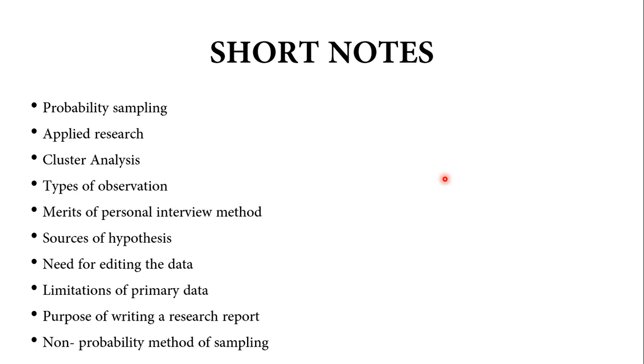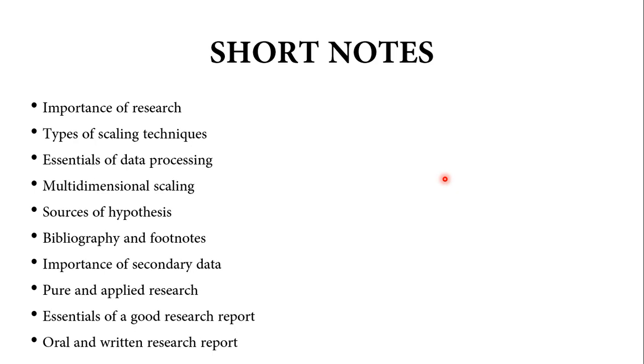Next we have probability sampling, applied research, cluster analysis, types of observation, merits of personal interview, sources of hypothesis, need for editing, limitation of primary data, purpose of writing a research report, non-probability method of sampling, and lastly importance of research, types of scaling technique, essentials of data processing, multidimensional scaling, sources of hypothesis, bibliography and footnote, importance of secondary data, pure and applied research, essentials of a good research report, and oral and written research report.